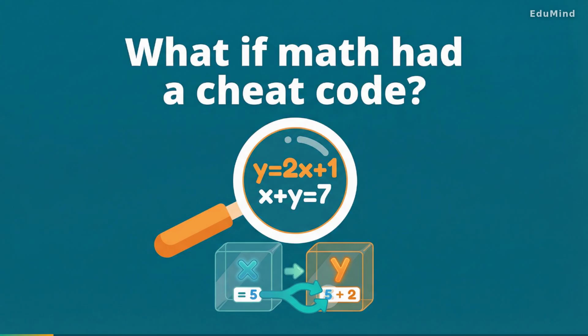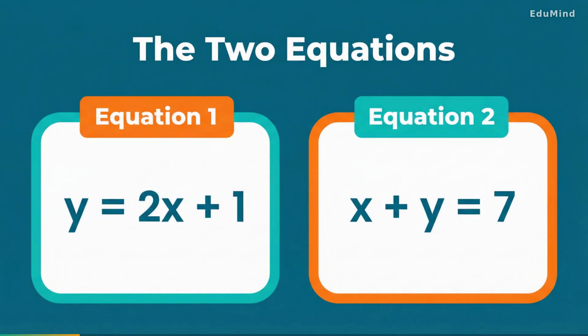Let's look at our mystery. We have two clues, also known as equations. Equation 1, y equals 2x plus 1. Equation 2, x plus y equals 7. Our goal is to find the exact number for x and the exact number for y. But right now, they are mixed up.